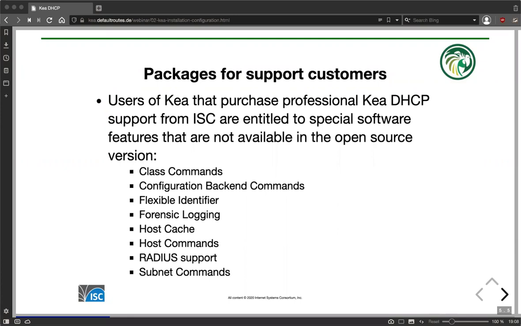There are some additions to Kea, some hooks that are mostly of interest for large companies, enterprise companies, and these are available for support customers. Something like forensic logging or host cache or RADIUS support, subnet commands, meaning that you can dynamically manage subnets through the API. These are in the support customer hooks, and you can get them by getting a support contract from ISC.